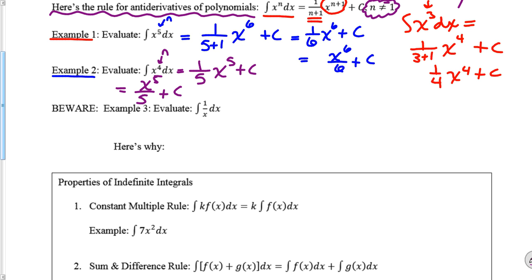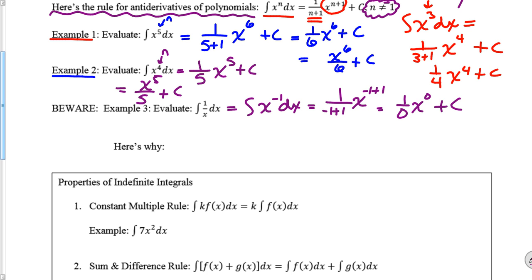So if I evaluate this according to the power rule, let's just look and see what happens. I have x to the negative 1 dx, and then I work that out. My n is negative 1, so I have negative 1 plus 1 in the denominator. Do you see our problem? What happens in my denominator? I have a 0. I cannot have a 0 in my denominator, so that does not work.